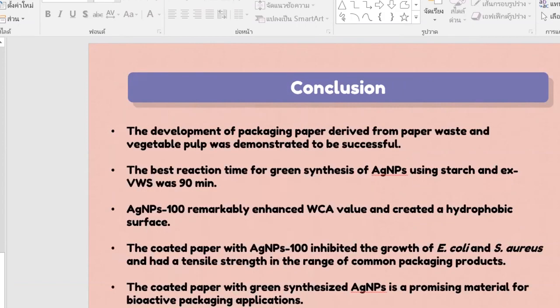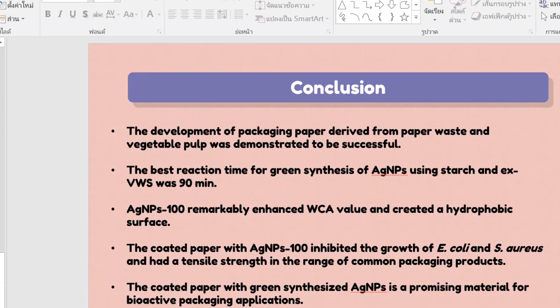In conclusion, we can develop packaging paper from waste paper and vegetable pulps. We found the best condition for synthesis of silver nanoparticles with a reaction time of 90 minutes. The best concentration of silver nitrate for synthesis of silver nanoparticles is about 100 millimolar.